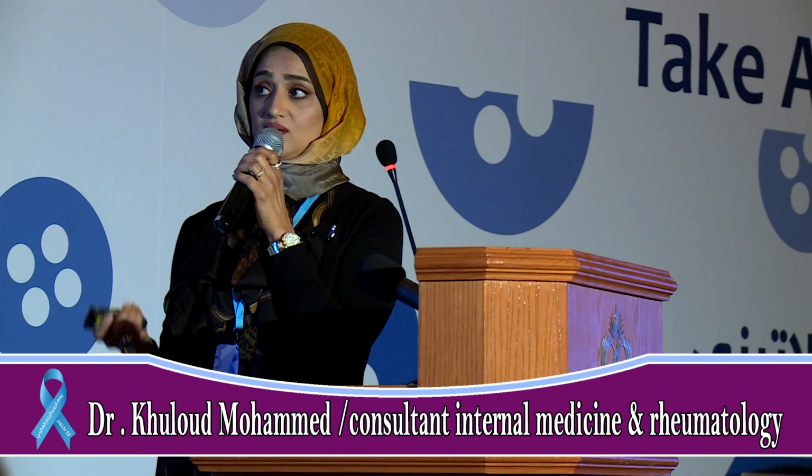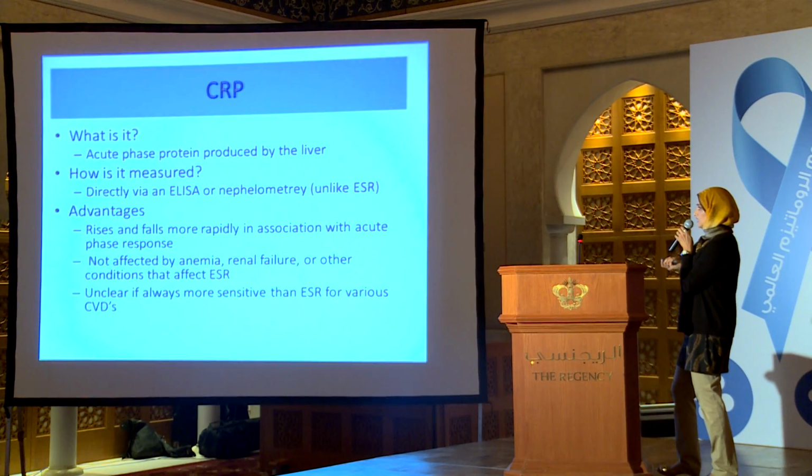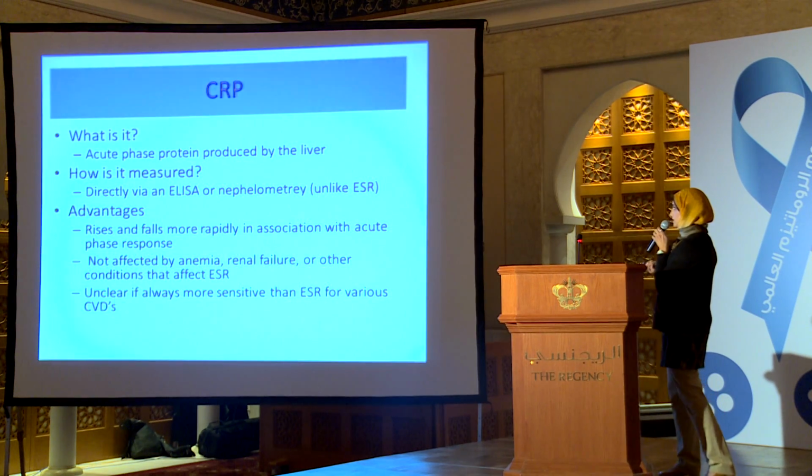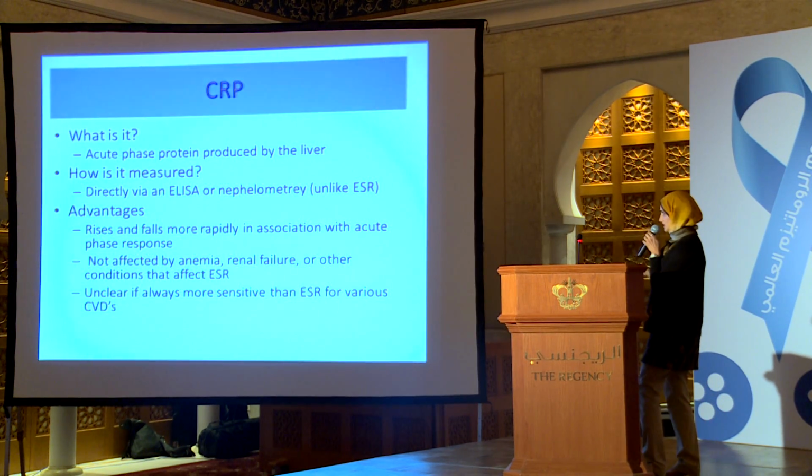Being said that the ESR is not that specific, it's still considered to be part of diagnostic criteria for many rheumatologic diseases like rheumatoid arthritis, PMR or polymyalgia rheumatica, and giant cell arteritis. ESR can be also used in disease monitoring, especially in RA patients. Next is CRP. It's again another acute phase protein produced by the liver. It's directly measured by ELISA or nephelometry, so unlike ESR.